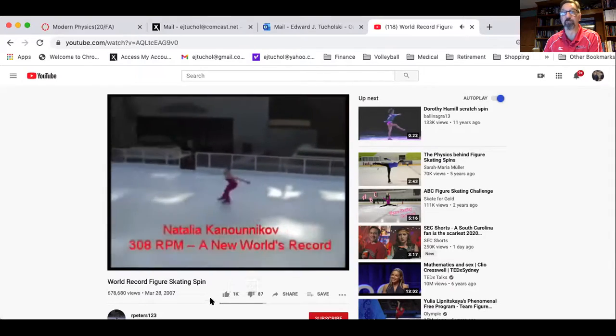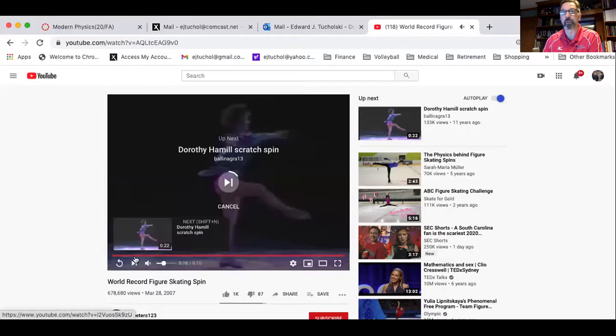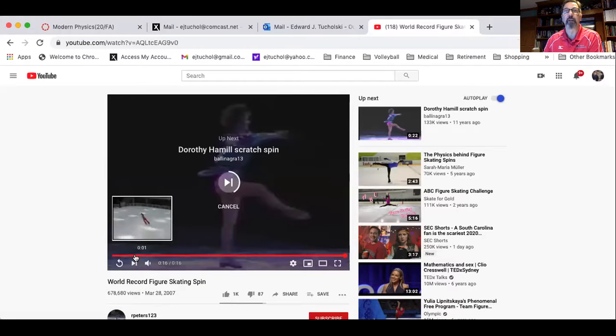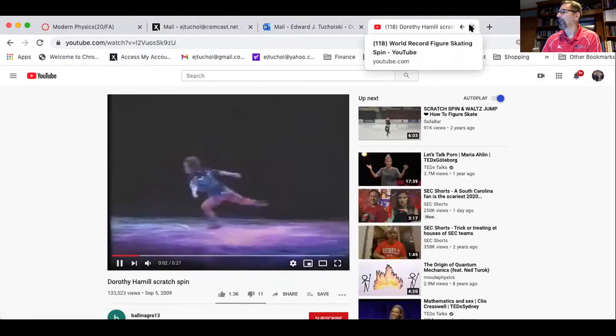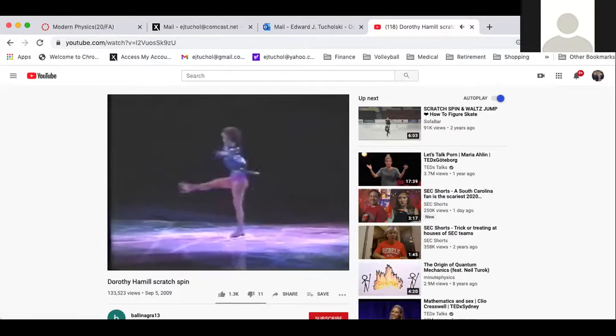It says 308 revolutions per minute is what she hit on that spin. And so what's the physics behind it? Well, I guess that's Dorothy Hamill. No, Dorothy Hamill's the next one. We'll stop sharing that then. But I always find that impressive.